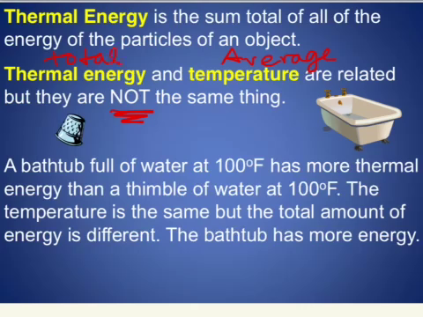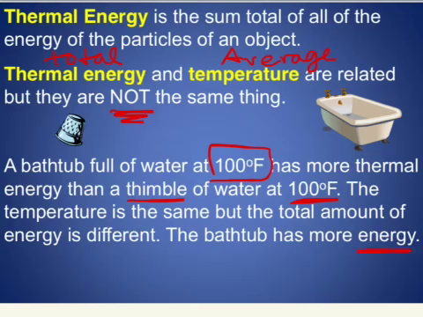So a bathtub full of water at 100 degrees Fahrenheit, nice warm bathtub, has more thermal energy than a thimble of water at the same temperature. Okay? The temperature is the same, but the total amount of energy is different because the bathtub has more water in it. The bathtub has more energy.